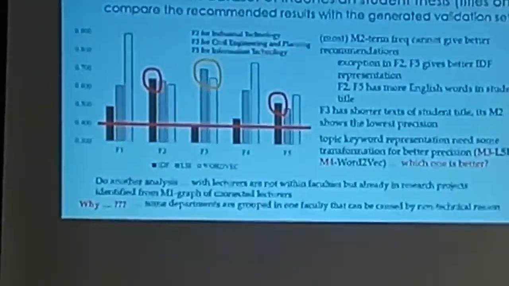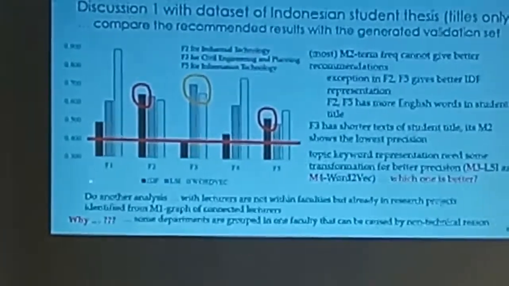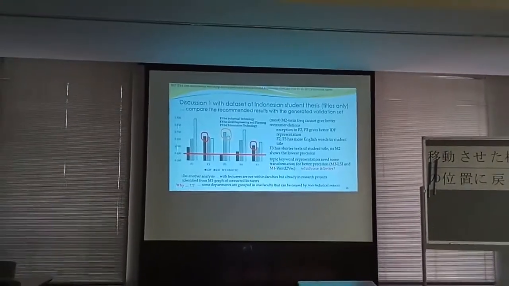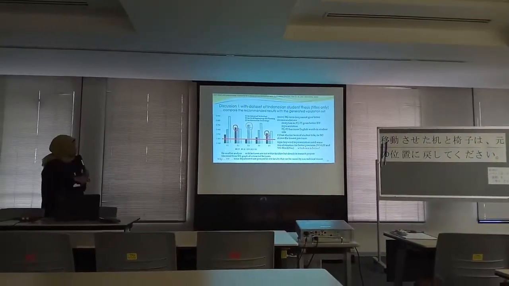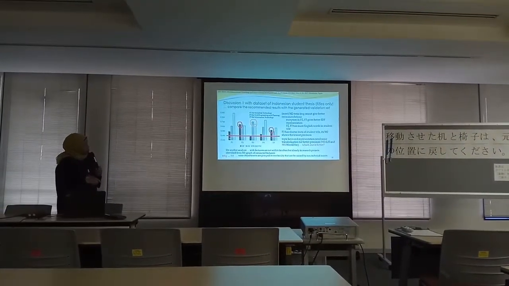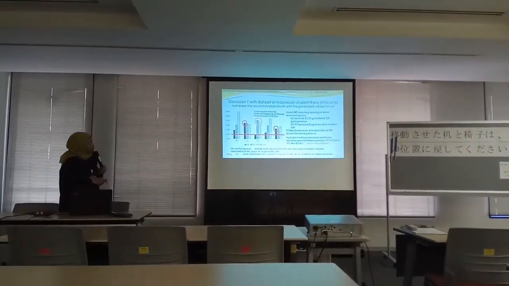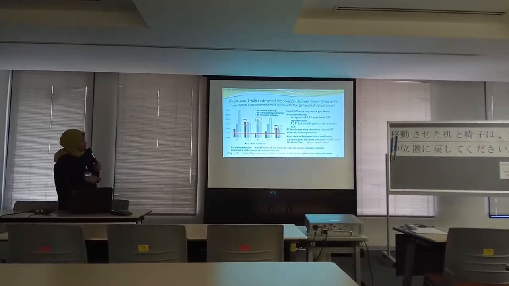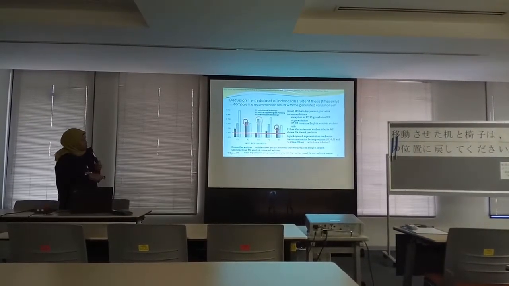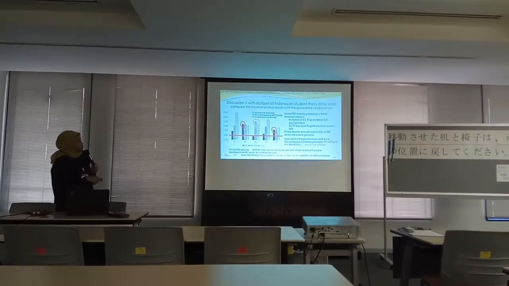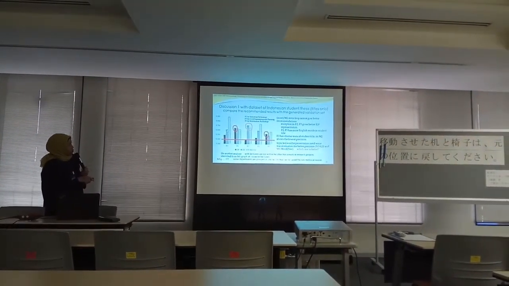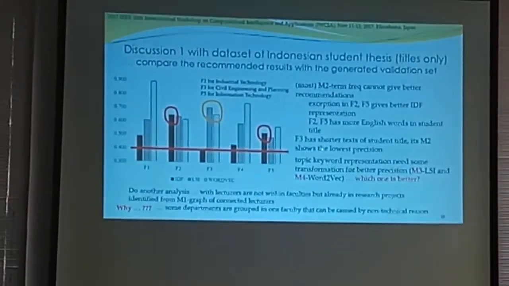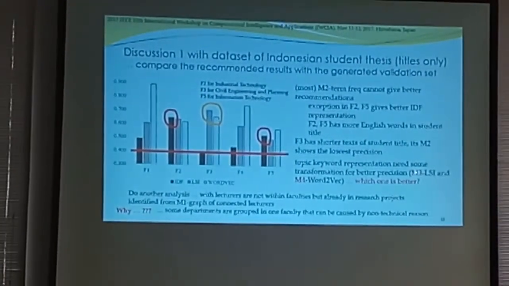Okay, the discussion. Let's say here F means there is faculty 1, faculty 2, faculty 3, faculty 4, and faculty 5. This is the precision, and you can see here M2, M3, and M4. The term frequency approach cannot give better recommendations. It's better to use a representation with projection or transformation, I mean LSI and word vector. So this has a little bit higher precision compared to TF-IDF. However, the next question is which one is better, LSI or word vector?